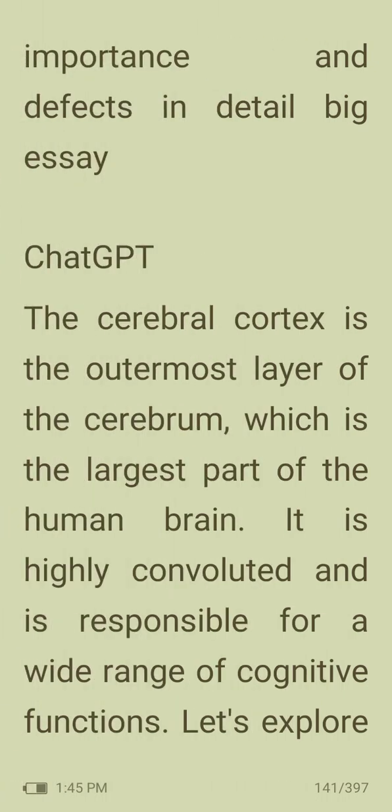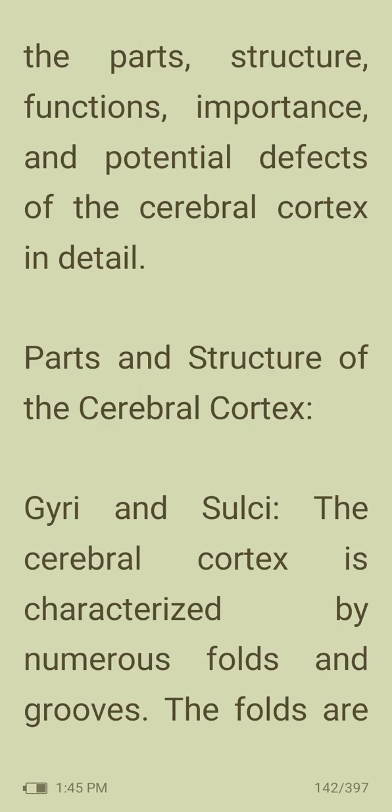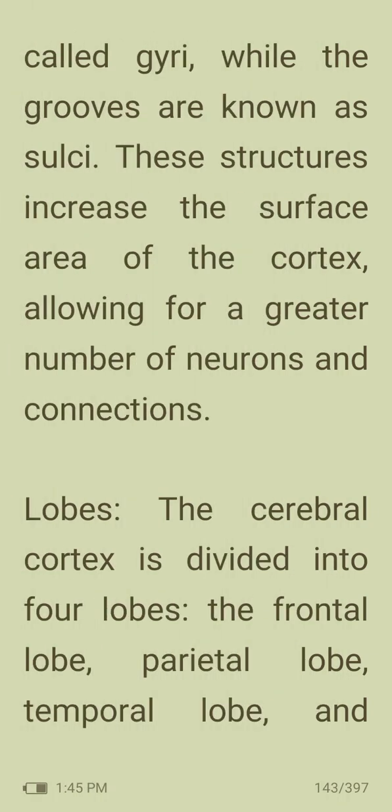Then, cerebral cortex. The cerebral cortex is the outermost layer of the cerebrum, which is the largest part of the human brain. It is highly convoluted and is responsible for a wide range of cognitive functions. Parts and structure of the cerebral cortex. Gyri and sulci. The cerebral cortex is characterized by numerous folds and grooves. The folds are called gyri, while the grooves are known as sulci. These structures increase the surface area of the cortex, allowing for a greater number of neurons and connections.